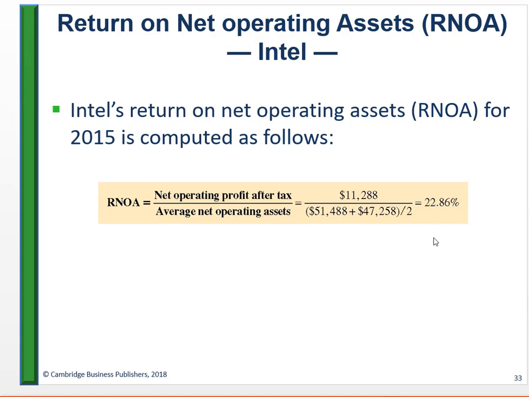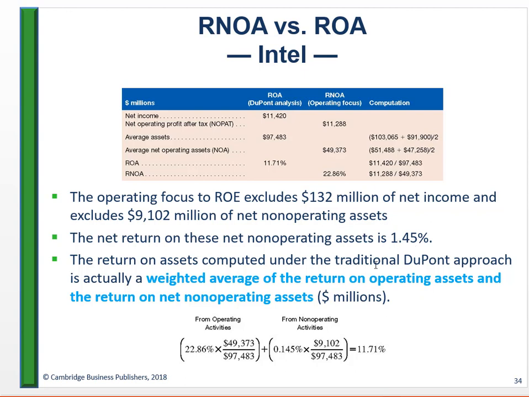And that equates to a 22.86% return on net operating assets. Now, what do we do with that number? So here's our return on net operating assets versus our return on operating assets. So we have quite the distinction here between what we calculated using the DuPont analysis versus what we calculated using an operating focus.